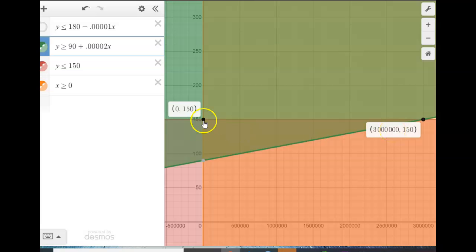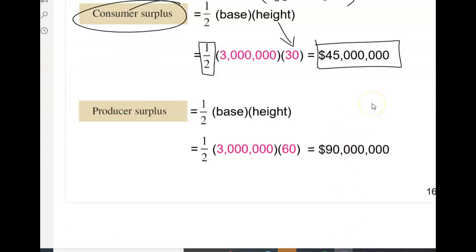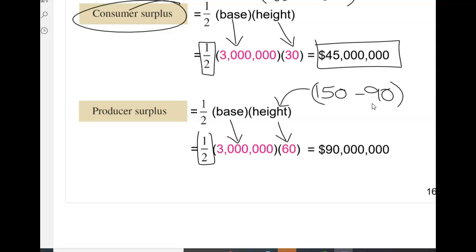you could see how the base will also be 3 million for this triangle. Then the height of the triangle will be from here to here. So it's going to be the difference between 150 and 90. So we can get the length here. So the height for this one will be 150 minus 90. And that's how we get the 60. The base is also 3 million for both triangles. And then after multiplying that, dividing by 2, we get 90 million.